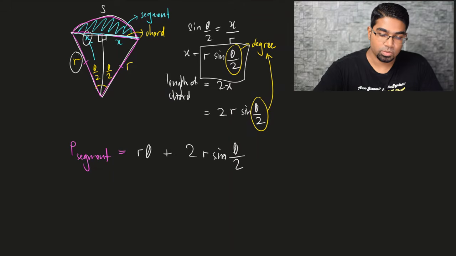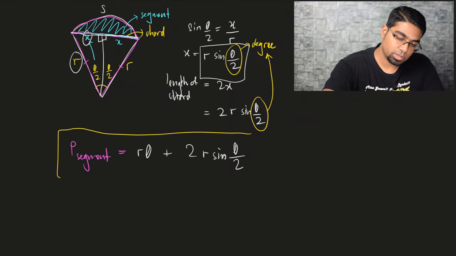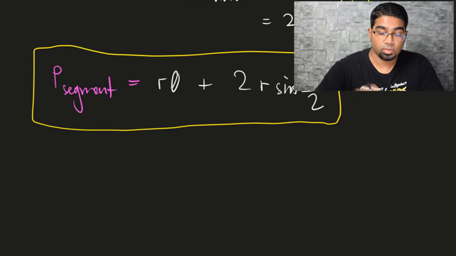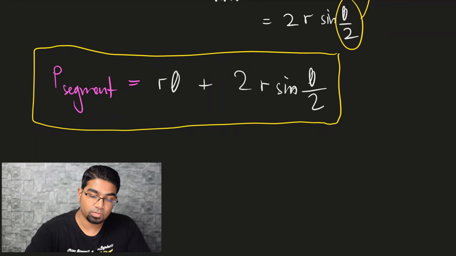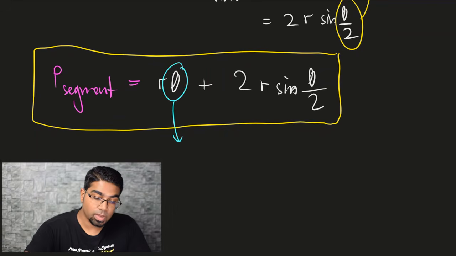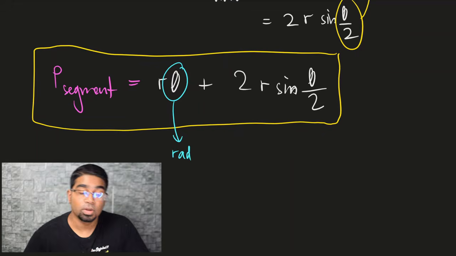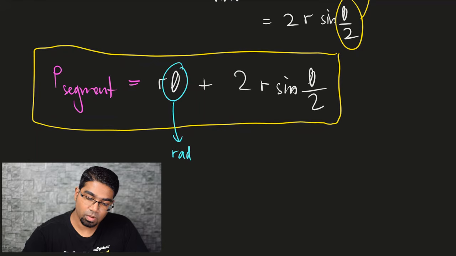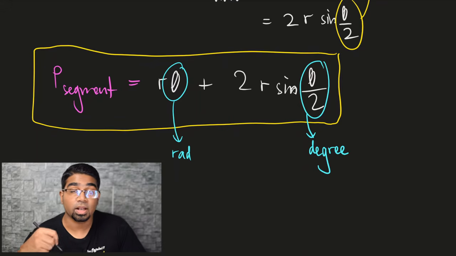When we are using the perimeter formula, there is one thing you have to be very careful about. In this formula, remember when we use S equals r theta, the angle must be in radians. So for r theta, it must be in radians. However, for theta over 2, it must be in degrees, unless your calculator is set to radian. So this is the formula for the perimeter of the segment.